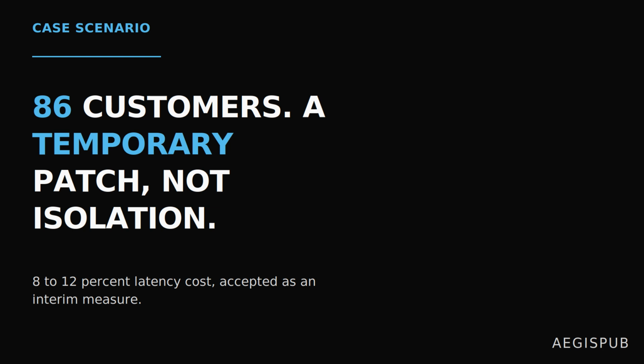2 of the 3 accept the cost differential and request migration. The third accepts the written assurance after their legal team reviews the technical description of the mitigations. The post-incident review, conducted 3 weeks later, identifies 2 systemic issues in the architecture.